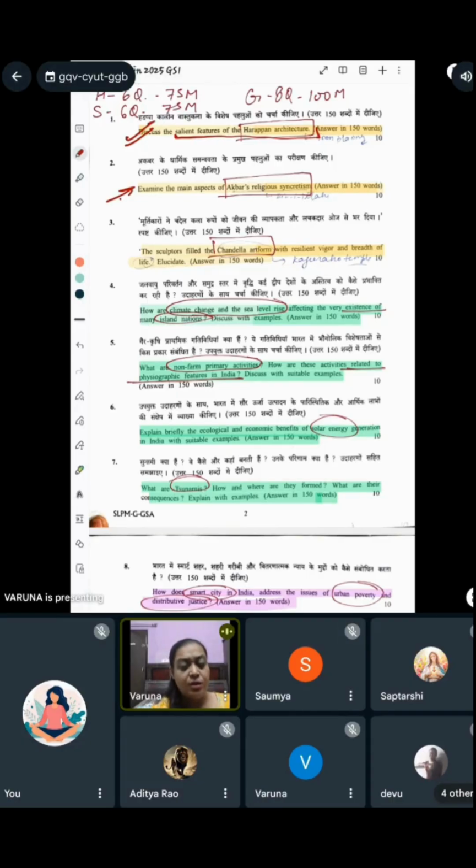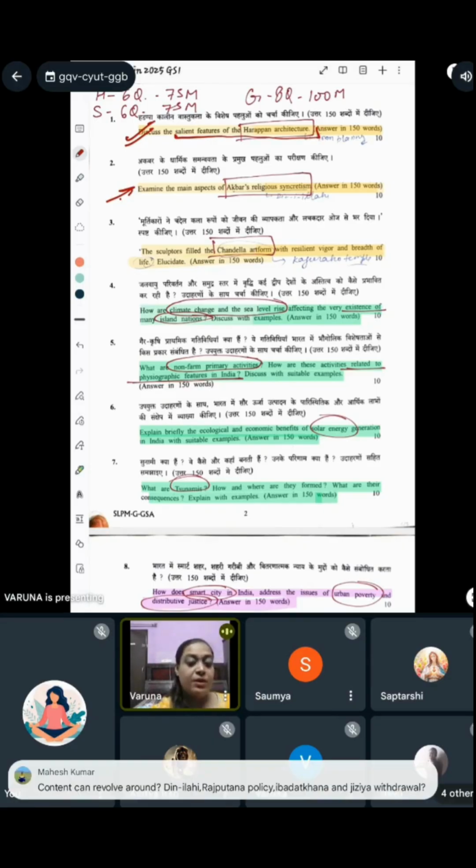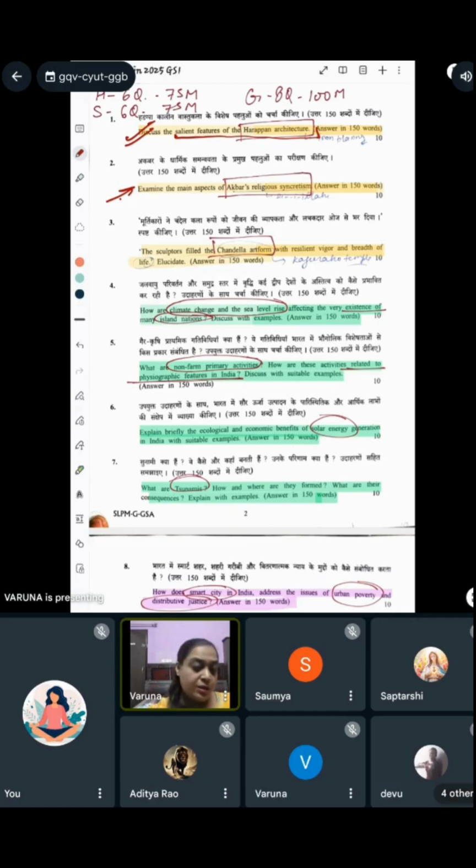It is very important from the exams perspective, from both prelims and mains. So one must prepare with this particular topic. And because it was in news, so that's why this particular question has been asked. So, as Mahesh stated, yes, he is correct.